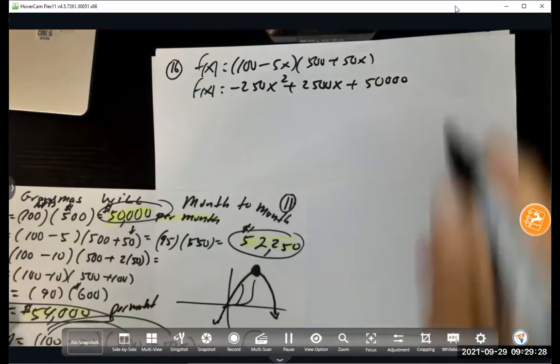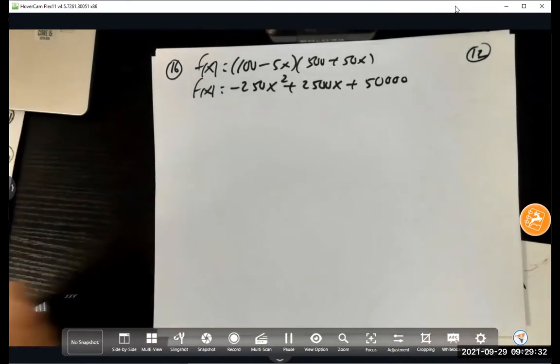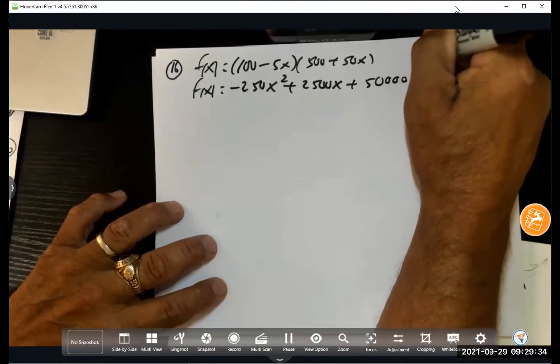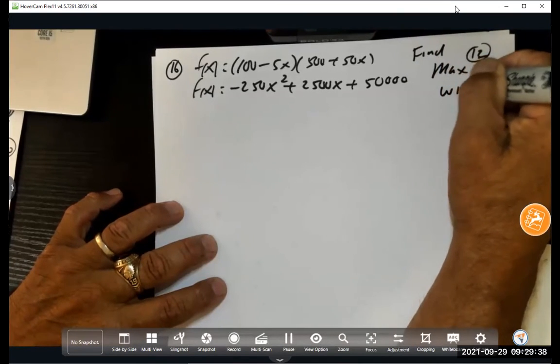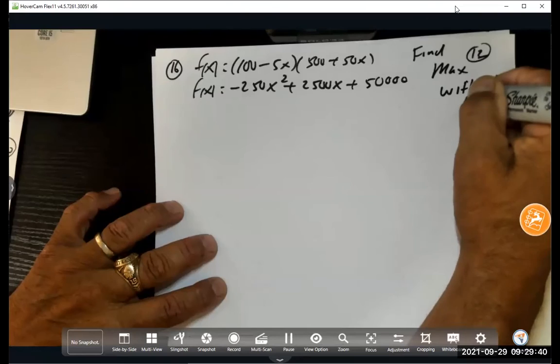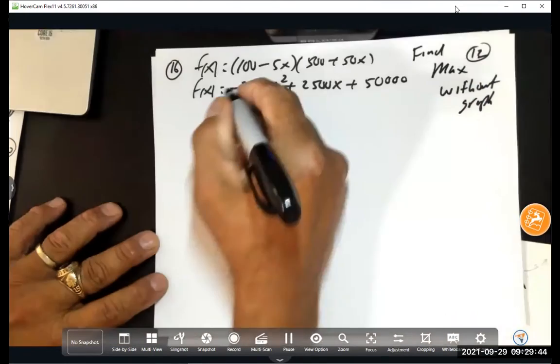Now, here's the question I'm going to ask you. It's going to say, find the max without graphing. Without graphing this thing. So this is what I'm going to do.